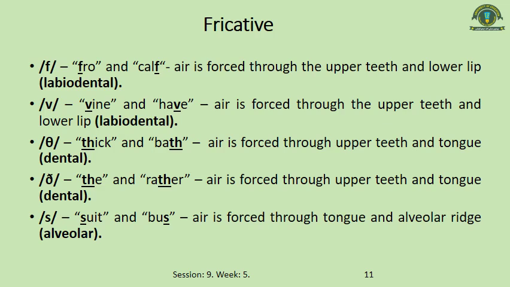V. Please don't mix this sound with w. W is produced with rounded lips, but this v is not produced like that. That is upper teeth and lower lip. We are trying to understand the manner of articulation. So air is forced through the upper teeth and lower lip. So this is what we have to understand when we call them fricatives.